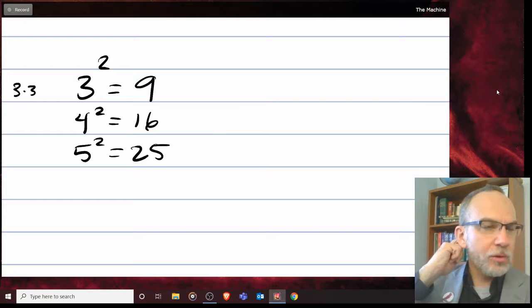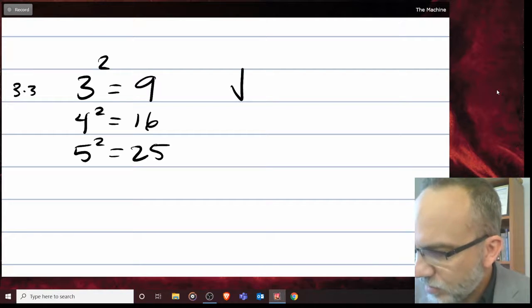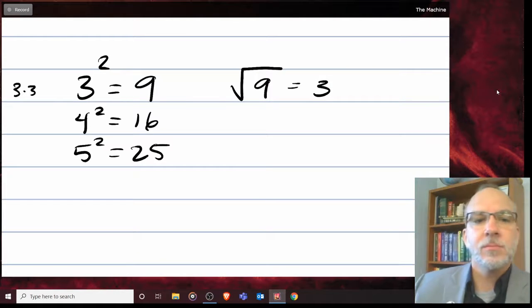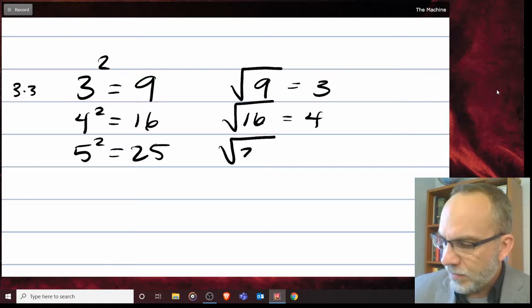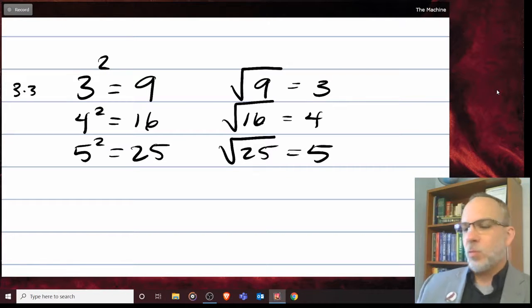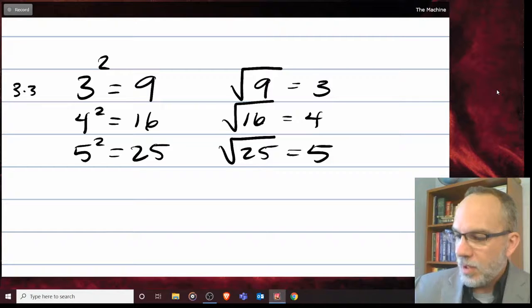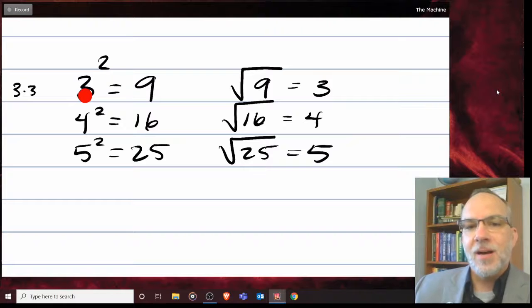But now what does a radical do? A radical or a root goes backwards. So the square root of 9, you should know that then would be 3. And if I did the square root of 16, you know that that's 4. The square root of 25, you know that that's equal to 5. The question a radical is asking you is, what's the base? So this is saying, what's the base that when I square it gives me 9? The base is 3. So it's going backwards from the exponent. It's giving you the base as the answer.